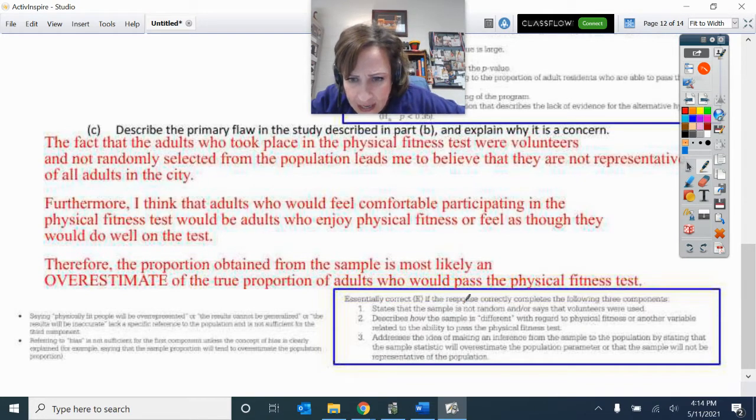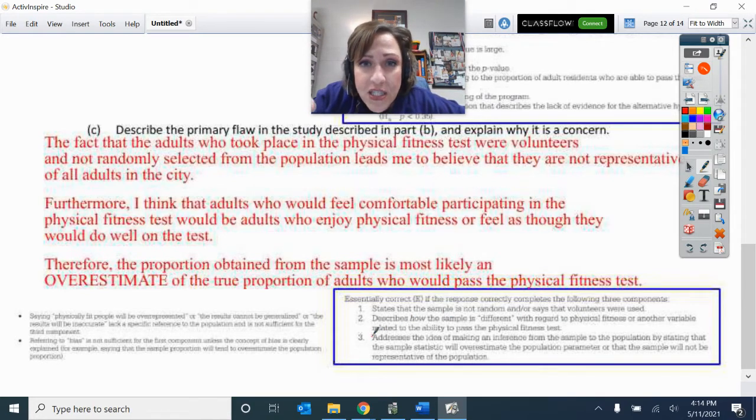Number 1, states the sample is not random or says it's volunteers. Okay, good, did that. Number 2, describes how the sample is different with regards to the physical fitness. So we see, I did that. Part 2, I said these adults like physical fitness better, so they're probably more physically fit people.